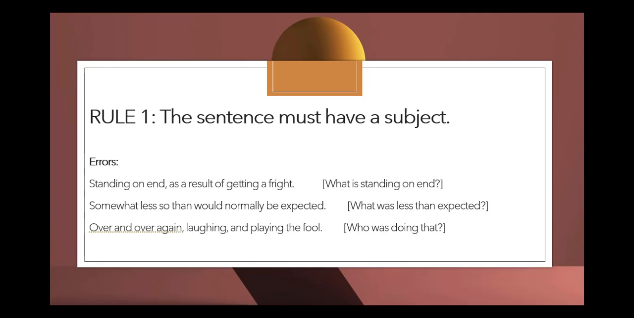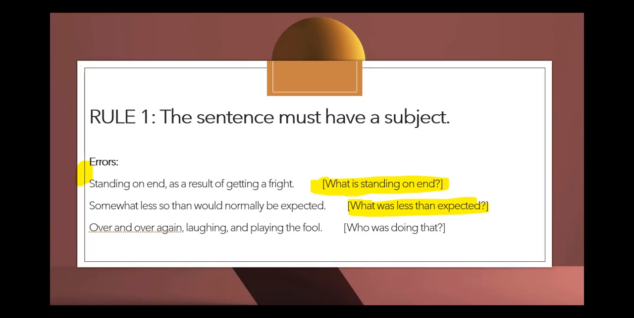Here are some errors with sentences not having a subject. Our first one, "Standing on end as a result of getting a fright." You might ask yourself in this sentence, what is standing on end? For example, it could be "His hair was standing on end as a result of getting a fright." Something is missing. Our subject is missing. The next one, "Somewhat less so than would normally be expected." What was less than expected? All right, so we're missing the subject of the sentence.